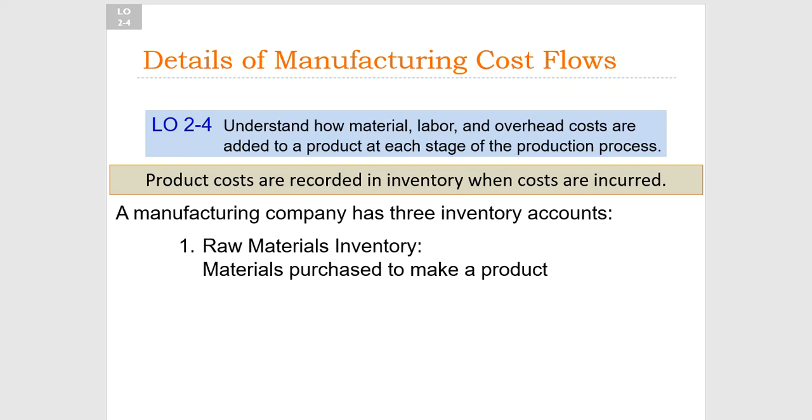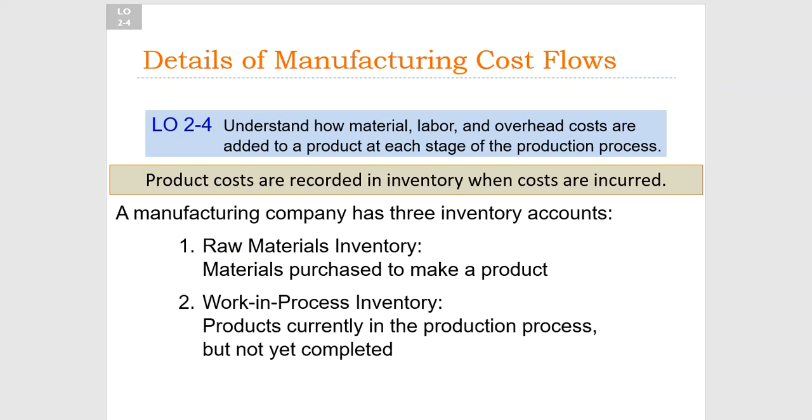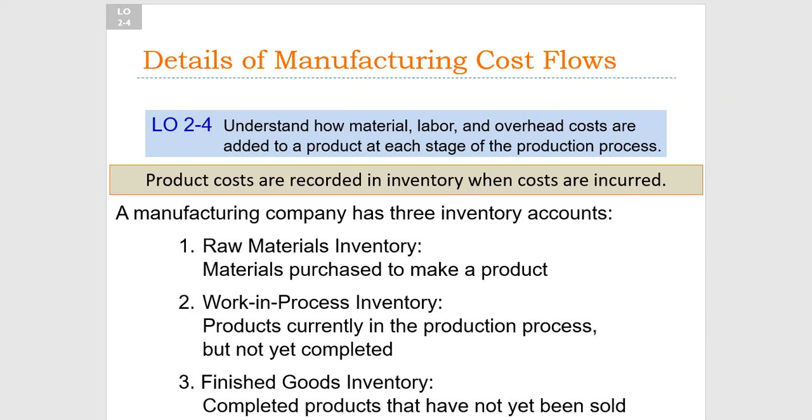And a manufacturing company has three different types of inventory accounts. Raw materials inventory, that's what we're purchasing to make the product. We have work in process, and that's the products that are currently being made. They're in the manufacturing process but not yet completed. And then, of course, we have finished goods inventory. Those are the products that have finished the manufacturing production process but we have not yet sold.